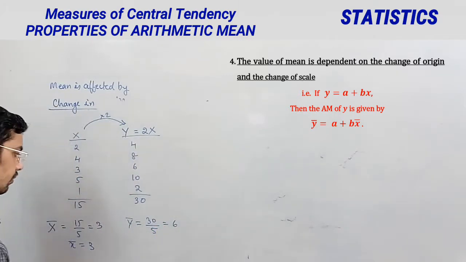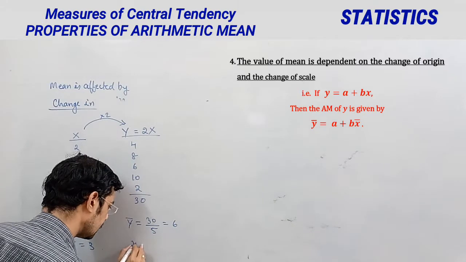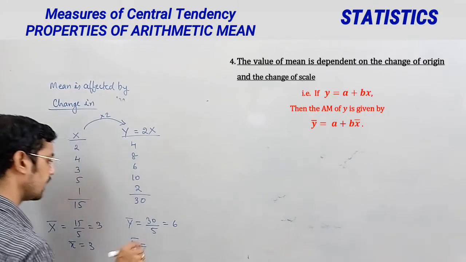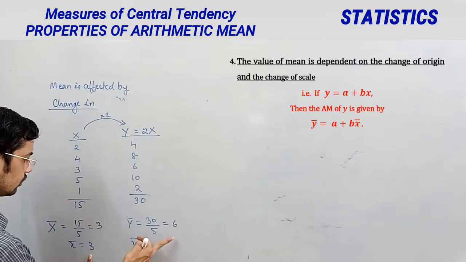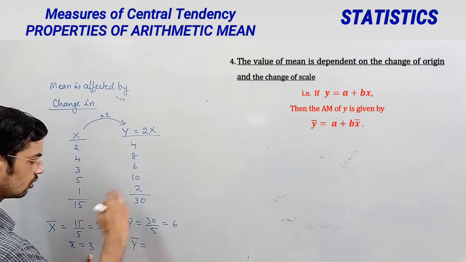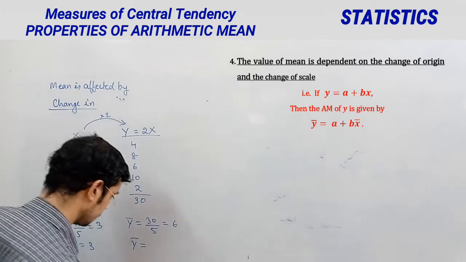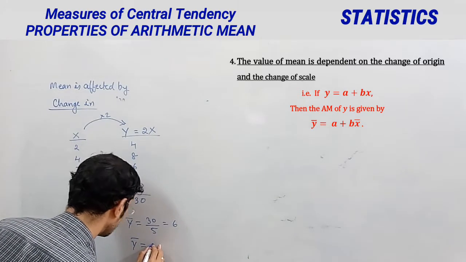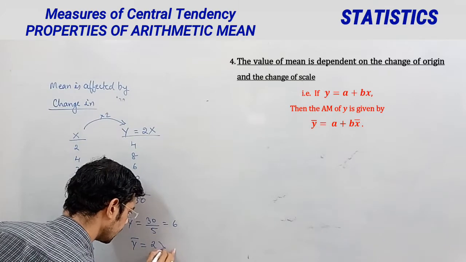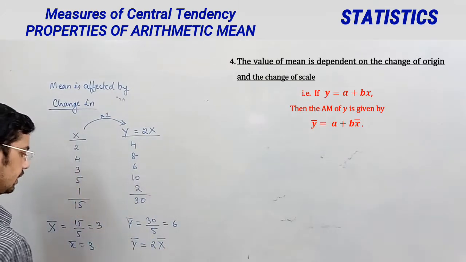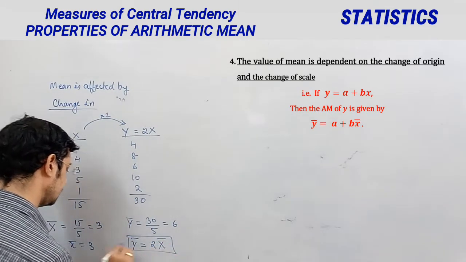So what you understand is that y bar can be obtained by, you can see that x bar is 3 and this is 6. So therefore you can multiply by 2. What change happened? The mean also changes by the same scale factor. So therefore y bar is equal to 2 into x bar, the mean of x. So this is the idea.